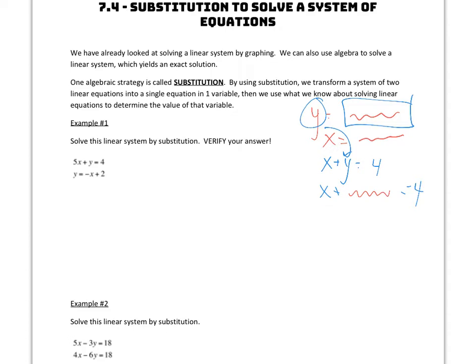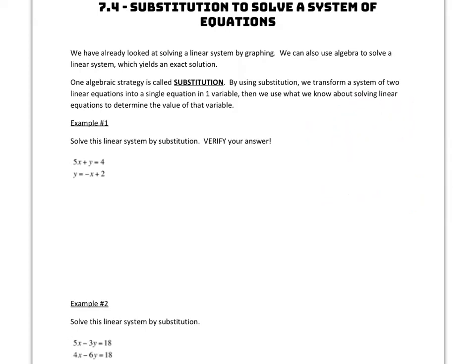The best way to know how to do this is just to practice it and to do an actual example. So we're going to solve this linear system. I'm going to call this my red equation and my blue equation. Verify your answer. I'm going to look at the equations and decide which one might be easier to move things to one side to have one variable by itself, or if one variable is already by itself. So in 5x plus y equals 4, one variable is not by itself.